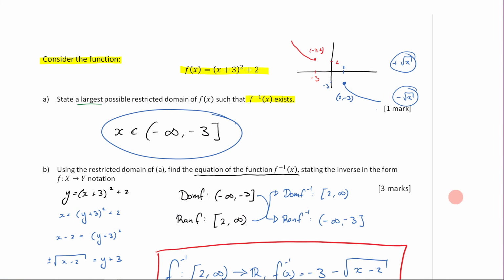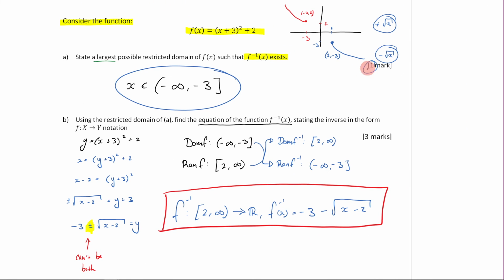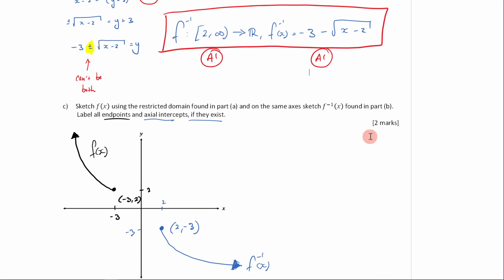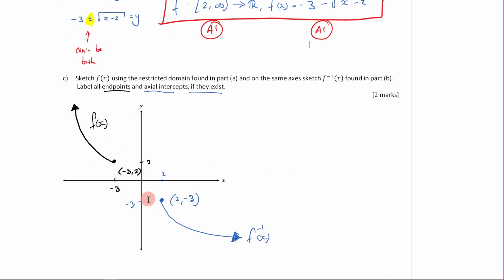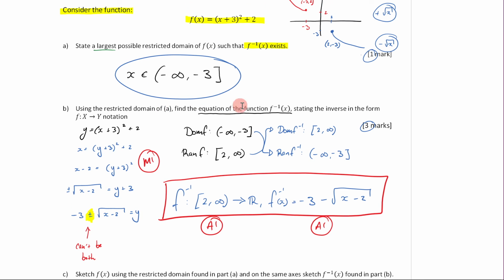Also take note of the mark schemes here. You got 1 mark for this one, 3 marks for that one. Where would the 3 marks be allocated? Most likely 1 method mark, 1 mark for saying the correct domain, and then 1 mark for saying the correct inverse function there. And then 2 marks here: 1 mark for this, 1 mark for that, making sure you're labeling the endpoint and axial intercepts. Hopefully you're successful with this question, and I'll see you in the next part.